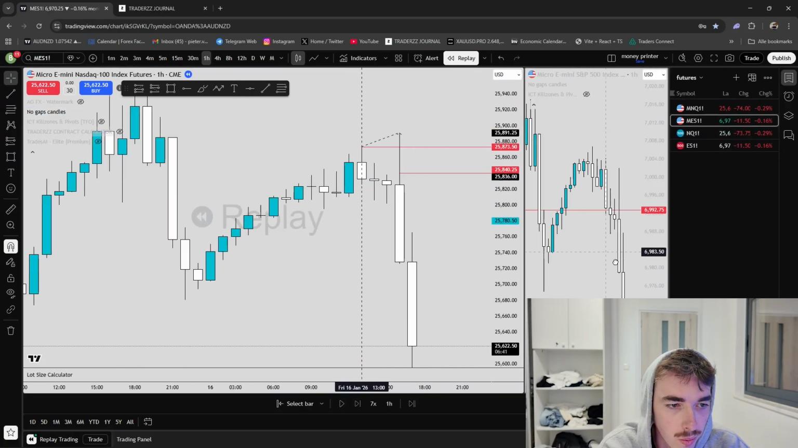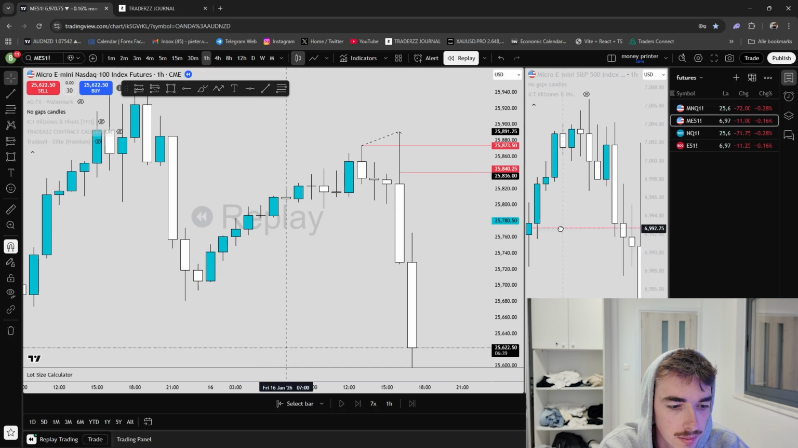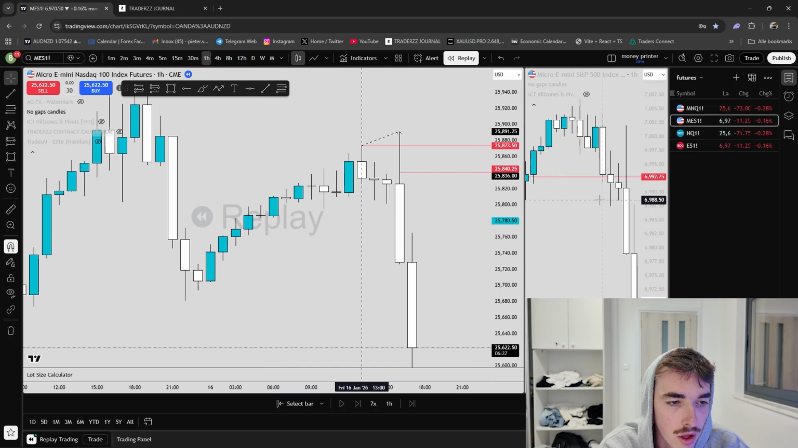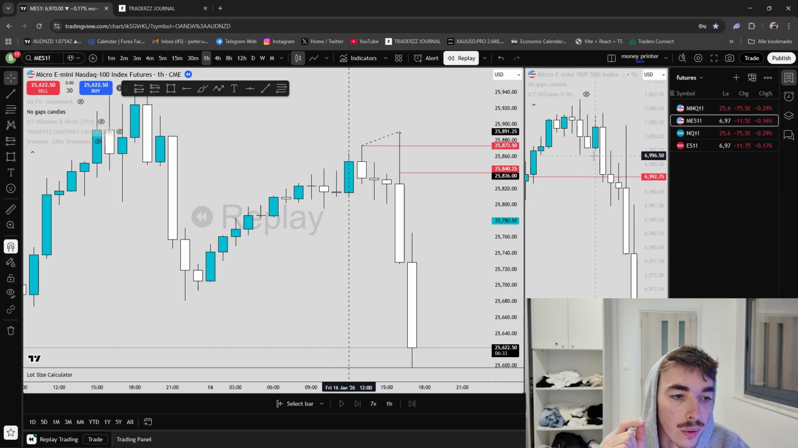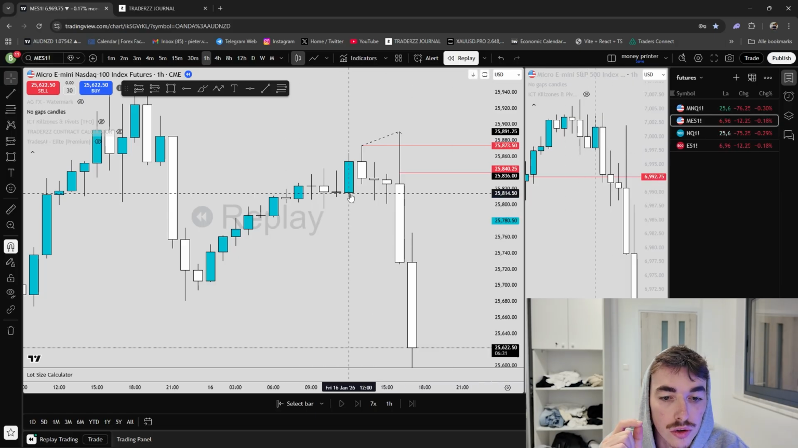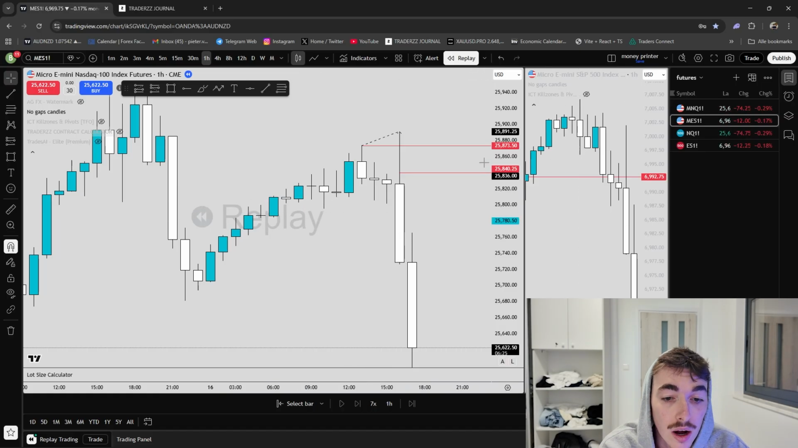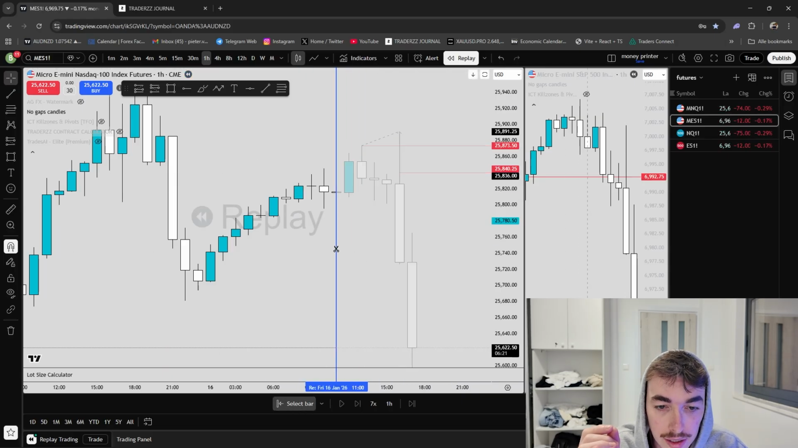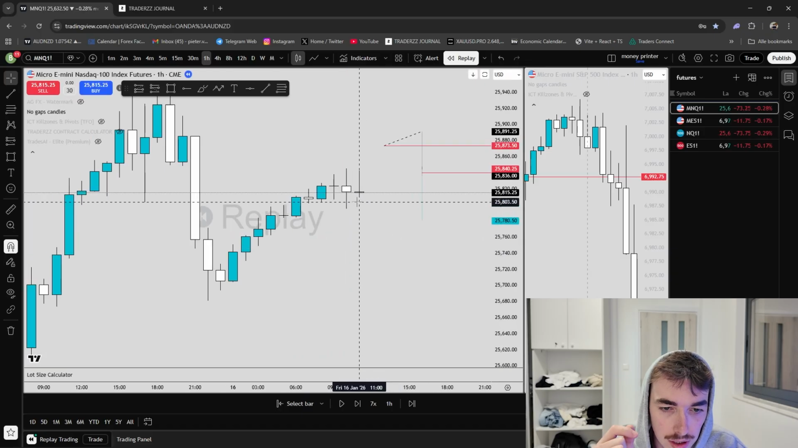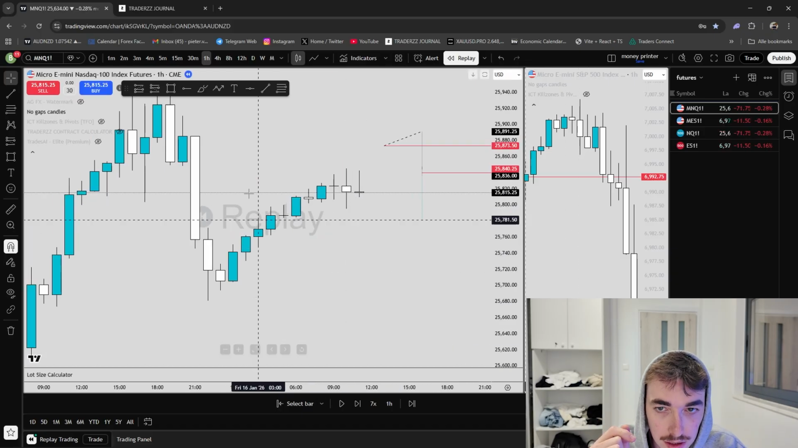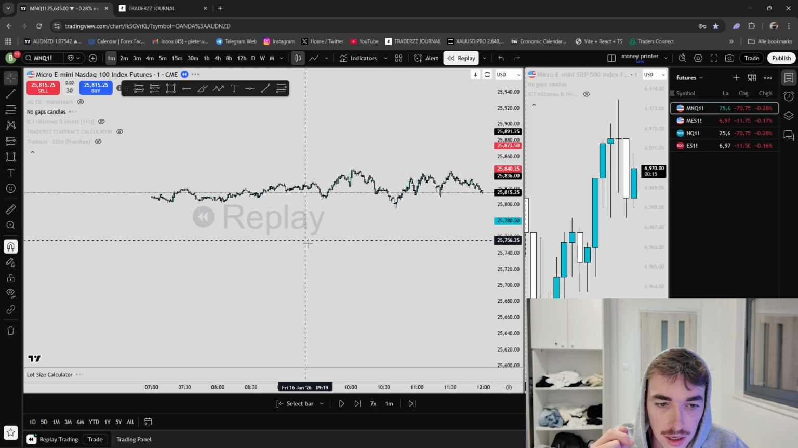Alright, so we had an SMT right here. As you can see, this is the hourly candle. We broke it on S&P, we did not break it on the Nasdaq. Super simple. If we break the candle on S&P, we have an hourly SMT. Let me tell you guys exactly why I decided to not take it. Is it this one? Yes.